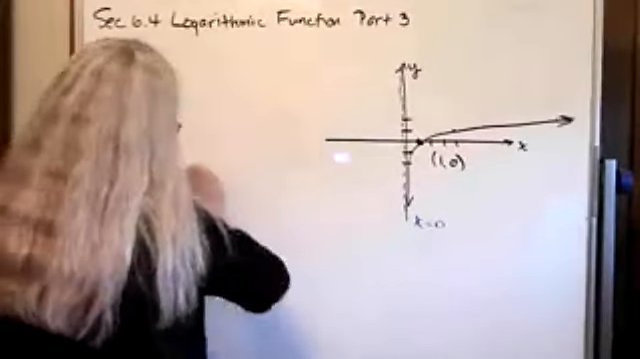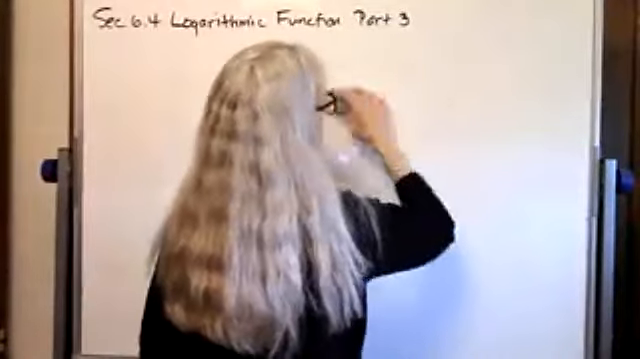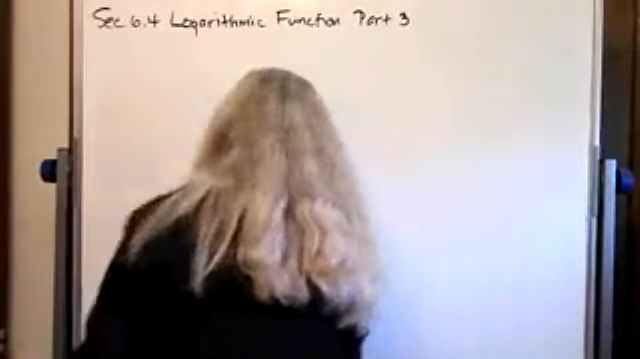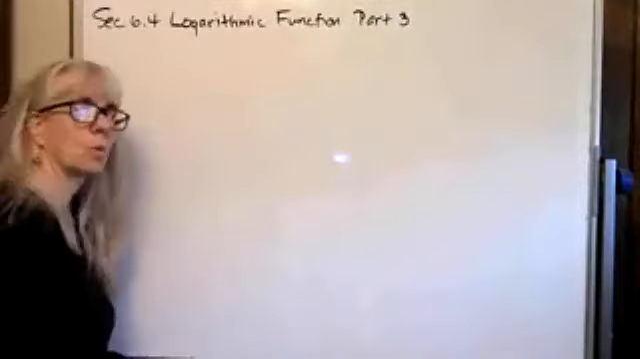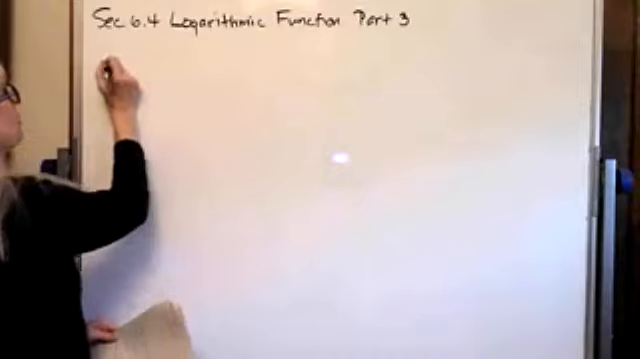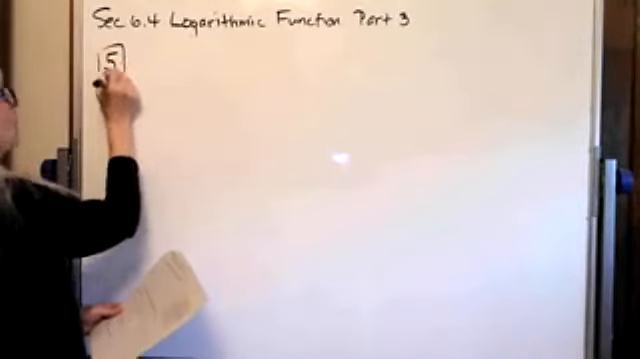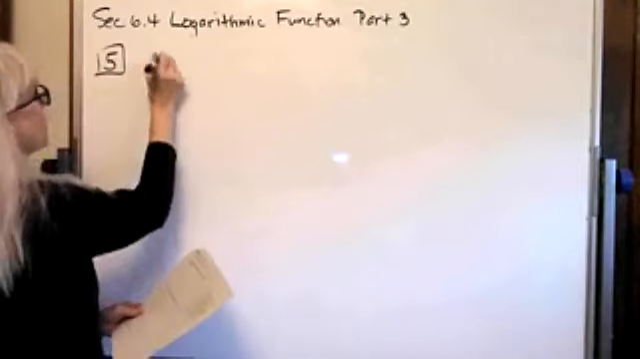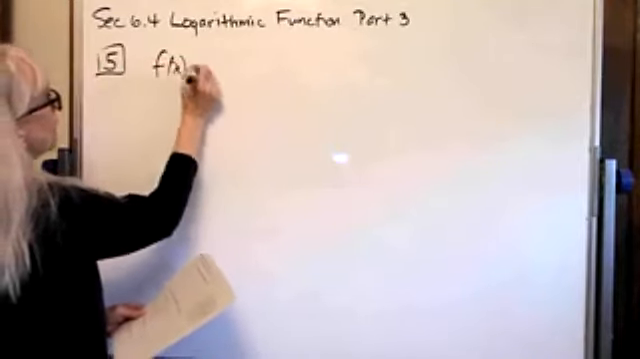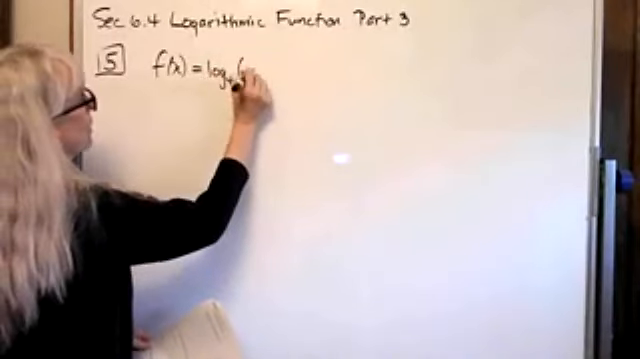So example 5 has quite a few parts to it. I'm going to try and do them in the order that they are in on the MyLab Math homework, but you can do it in any order you want. This is example 5. We want to graph f of x is equal to the log base 4 of the quantity x minus 2.